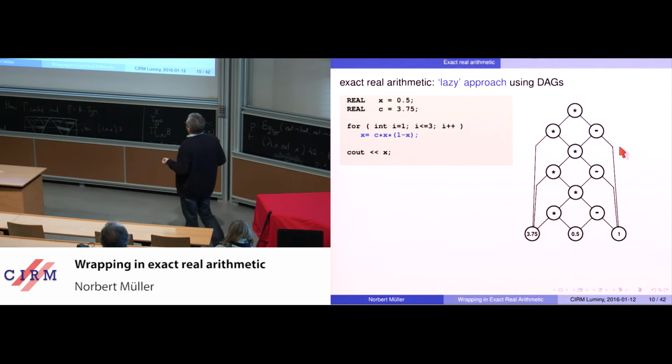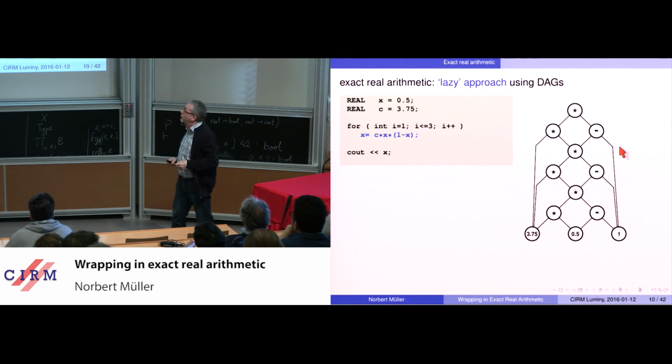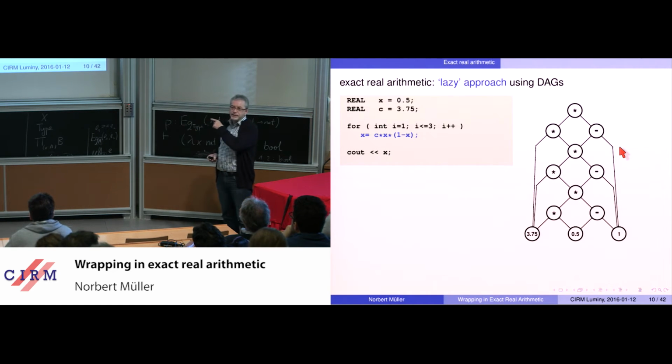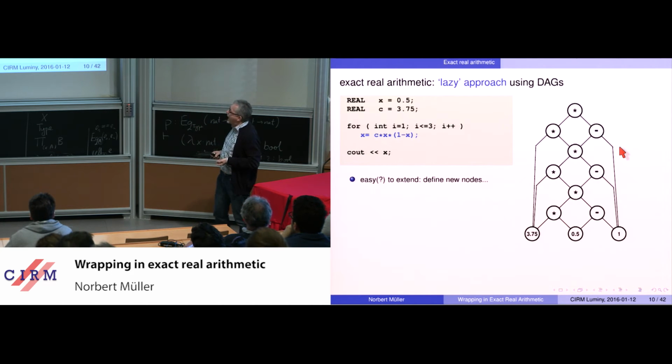With a few problems, perhaps. We want to see the result. So this means you would not be happy to have this as the result of the computation. You would rather like some decimal value at the end. So somehow you have to evaluate.